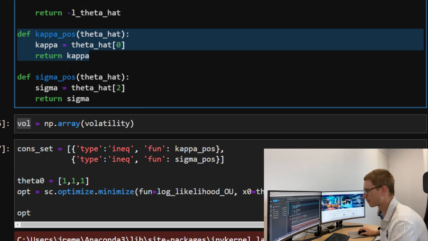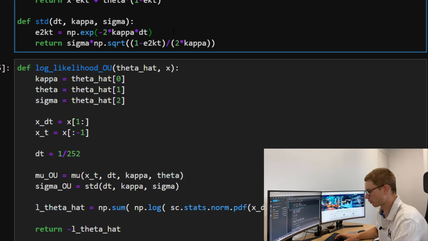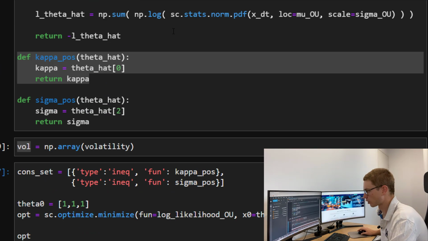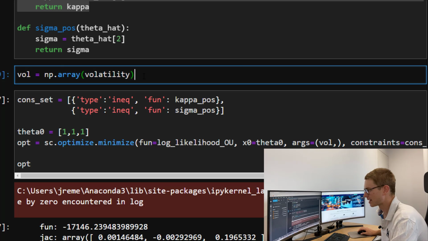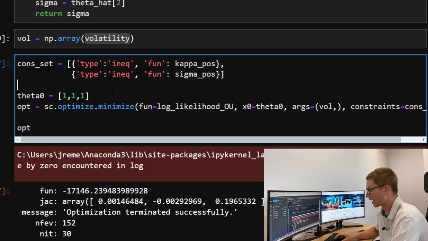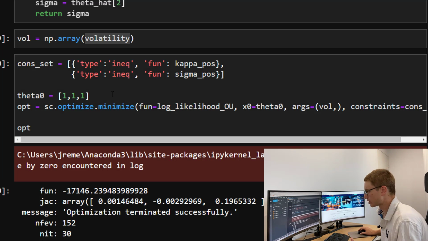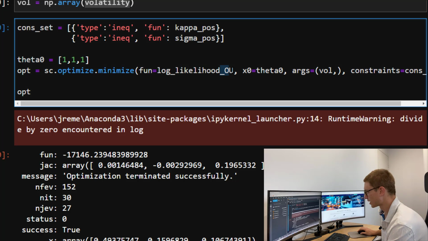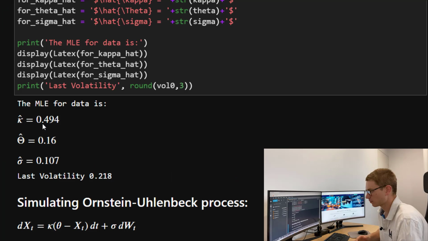We have two restrictions here. We've got kappa positive and sigma positive. So if we run these functions now, I just want to remind you that we're taking that volatility index. The pandas data frame of volatility above, we're just turning that into an array. And then I have those two constraint sets here, kappa pos and sigma pos, as inequalities. My initial guess for all the theta parameters is just 1. Same process as before, I got the log likelihood, but with our new function here, and then the constraint sets. So using the historical volatility, we actually get these calibrated parameters for our process.